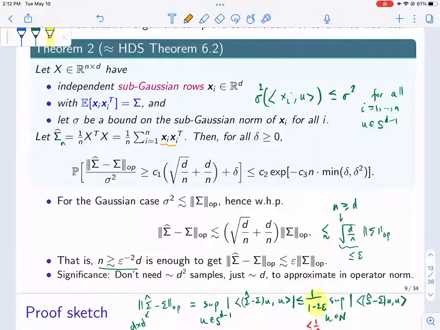I'm going to talk about how you can do better than this if you assume more about sigma, but without any more assumptions, I'll leave it open for now. Any other questions?